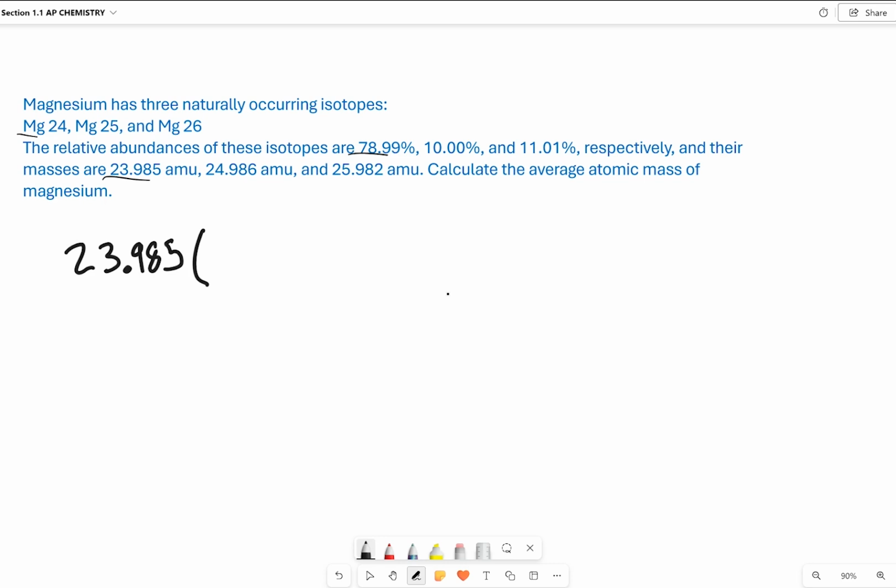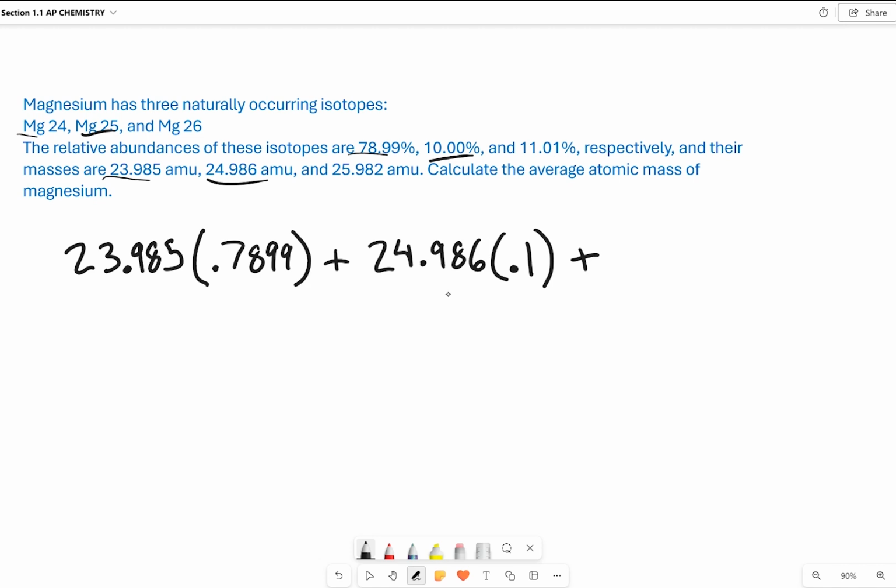So we can multiply this by 0.7899, plus the next, we link our 10 to our magnesium 25, that's 24.986 times 0.1, and then plus, last one right here, we do 25.982 times 0.1101. And now we just go ahead and multiply all these, 23.985 times 0.7899.